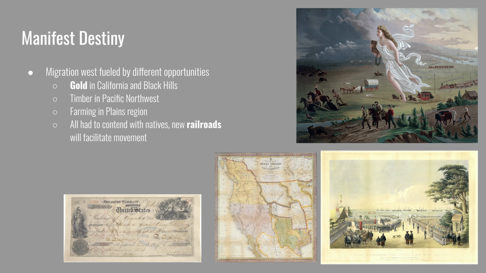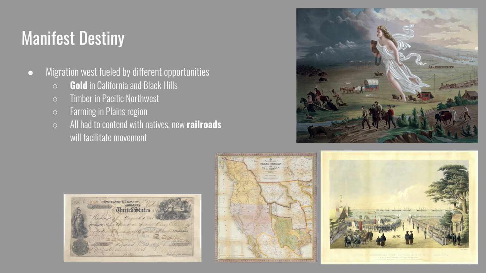Manifest destiny in the United States and migration west was fueled by different opportunities: gold in California and the Black Hills, timber in the Pacific Northwest, farming in the Plains regions, though the similarity is that all had to contend with natives in California and the Plains. A lot of natives were killed after the acquisition of the territory through the Mexican cession. When settlers crossed the plains, they would encounter natives, and often it would end in a violent encounter.